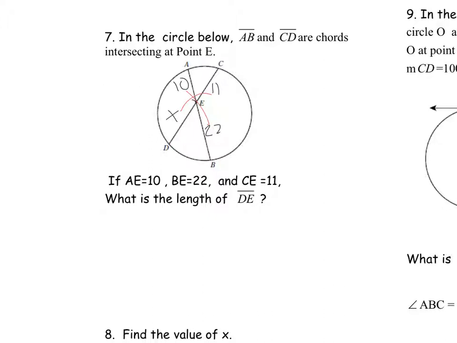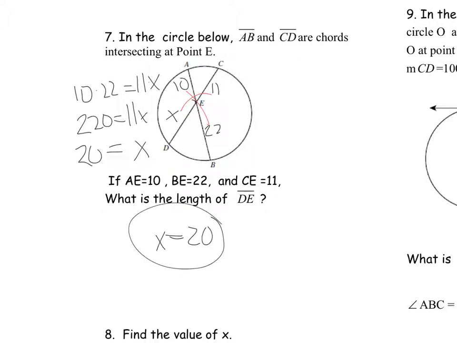You set those equal. So 10 times 22 equals 11 times x, or 11x. That's 220 equals 11x. Divide by 11, you get 20. That's all you got to do. Pretty simple.